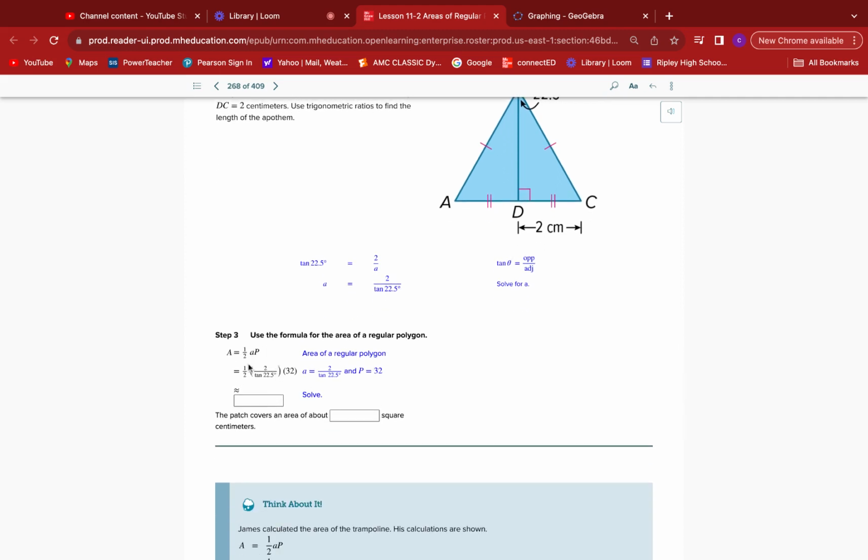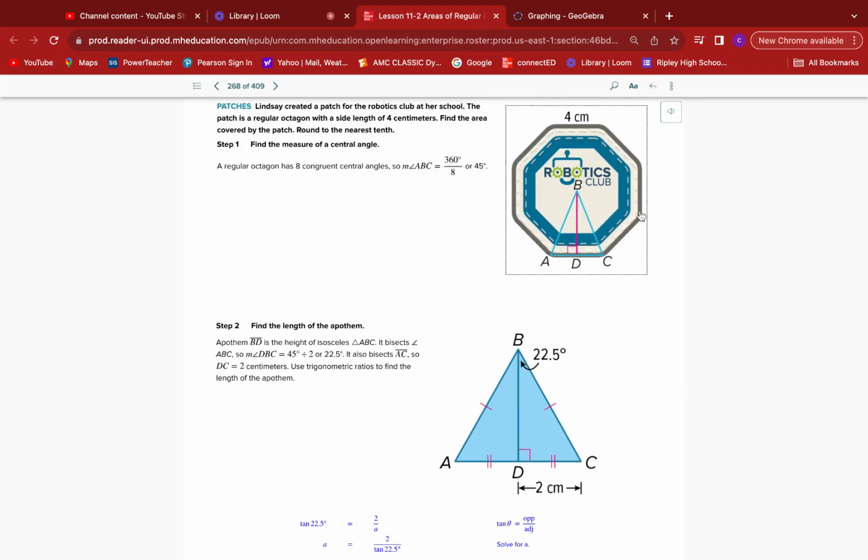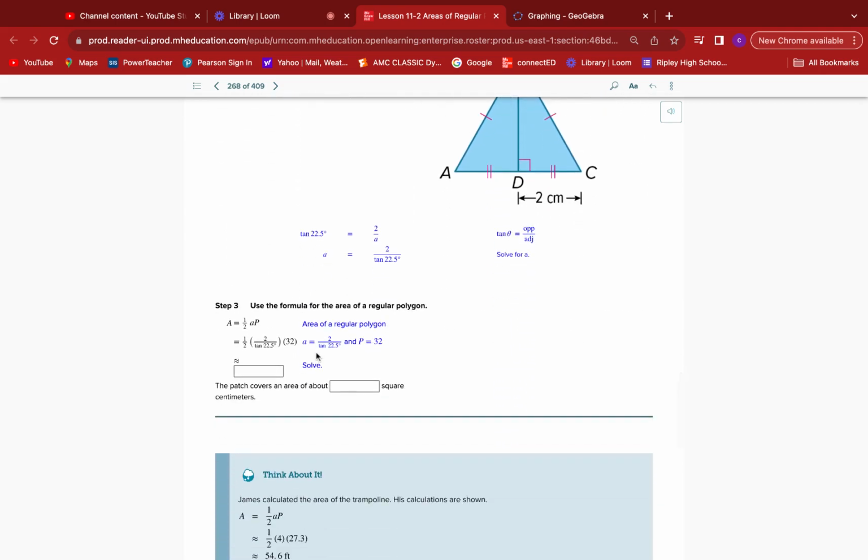They chose not to do this. That's fine, they just kept it as 2 over tangent of 22.5. Not a problem. So step number 3. The formula for the area of any polygon is 1/2 the apothem times the perimeter. So 1/2, and step number 2 gave us the apothem, which is about 4.8, and they leave it as 2 divided by the tangent of 22.5. Perimeter is 4 plus 4 plus 4 plus 4 plus 4 plus 4 plus 4 plus 4, or just 4 times 8, because there's 8 sides, which is 32.